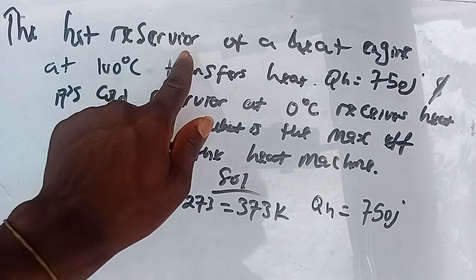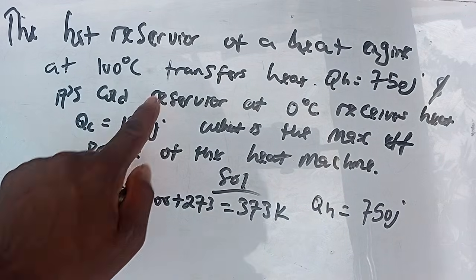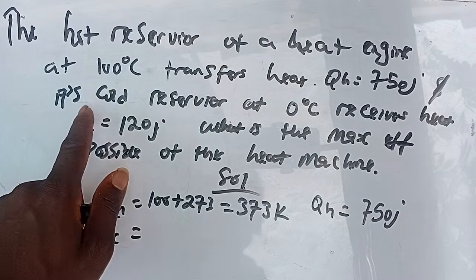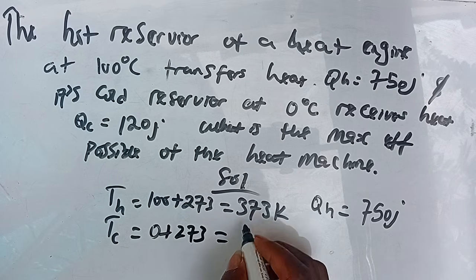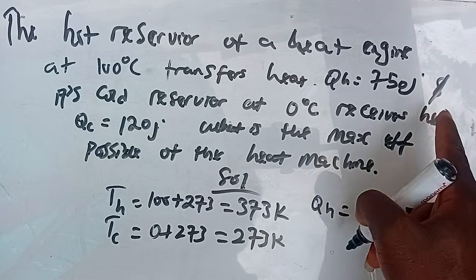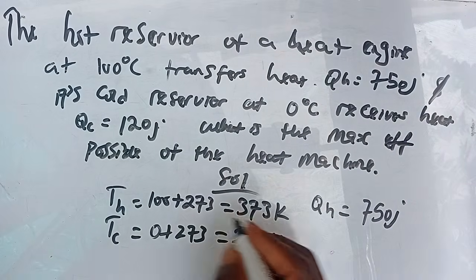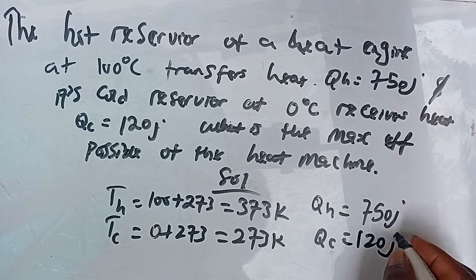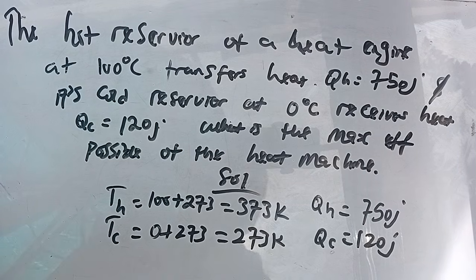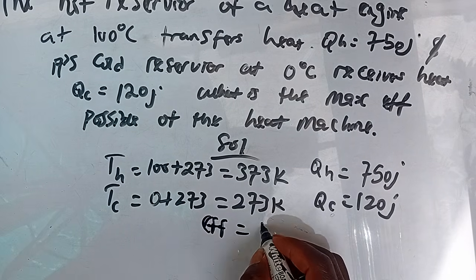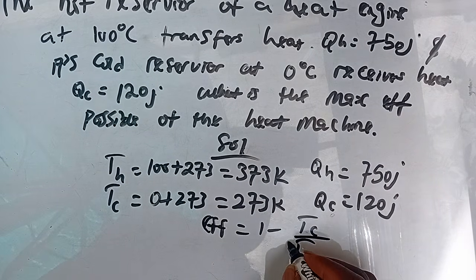The hot reservoir of a heat engine at TH transfers heat QH, and its cold reservoir is at 0 degrees C. So 0 plus 273 equals what? 273 Kelvin. This one transfers, this one receives. QC equals 120 what? Joules. So we ask, what is the maximum efficiency? Now, when they are talking of maximum efficiency, let your mind go to what? Carnot engine formula. And what's the efficiency for Carnot? 1 minus TC over what? TH.